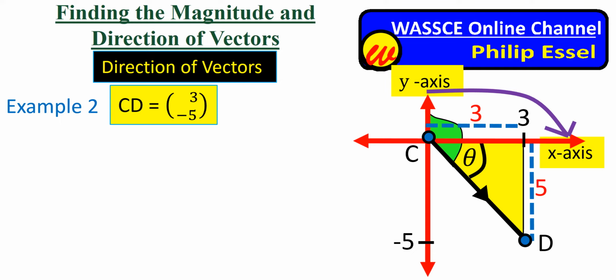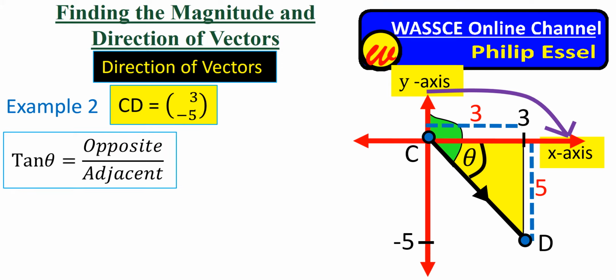This will be the adjacent side of the triangle. It's the side under the theta. Now, our tangent rule states that tan theta equals opposite over adjacent. From the diagram, the opposite is 5 units and the adjacent is 3 units. So our tan theta will be equal to 5 divided by 3.